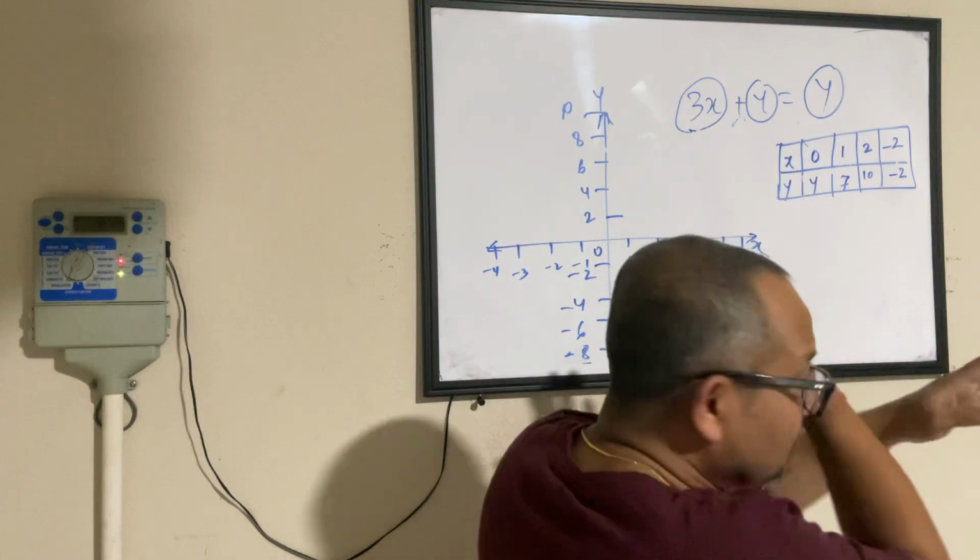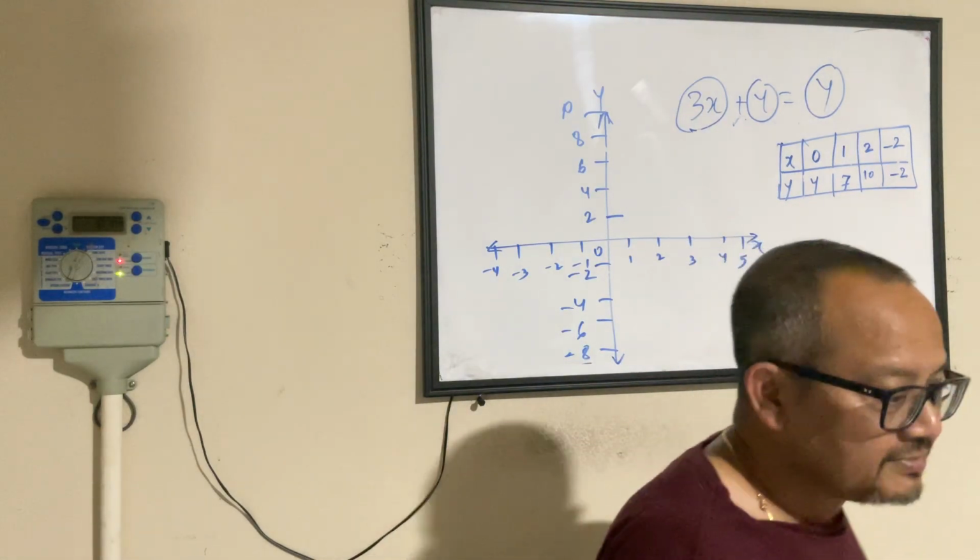So here we have two number lines which we call a graph.